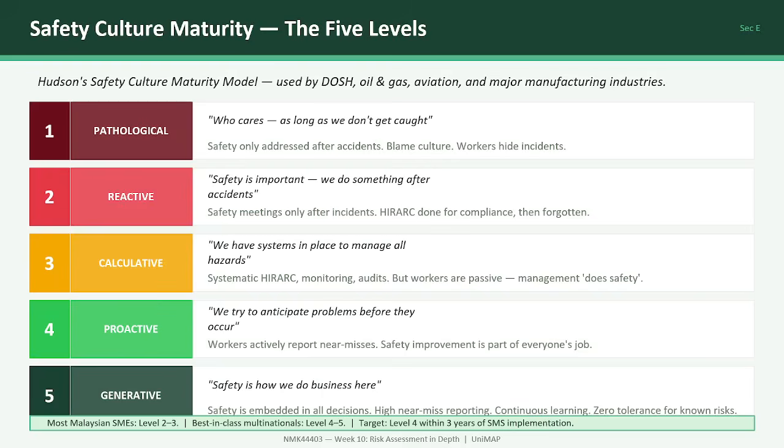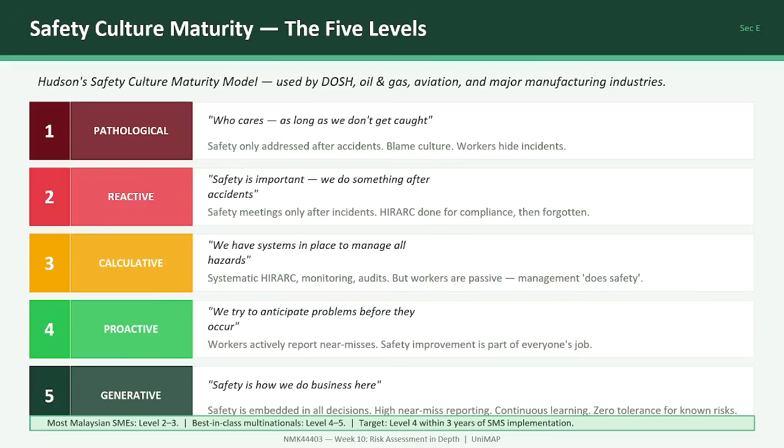Workers are passive recipients of safety programs rather than active participants. Safety is something that management does to workers, not something workers own. Compliance is reasonable, but the culture is technocratic rather than values-based.